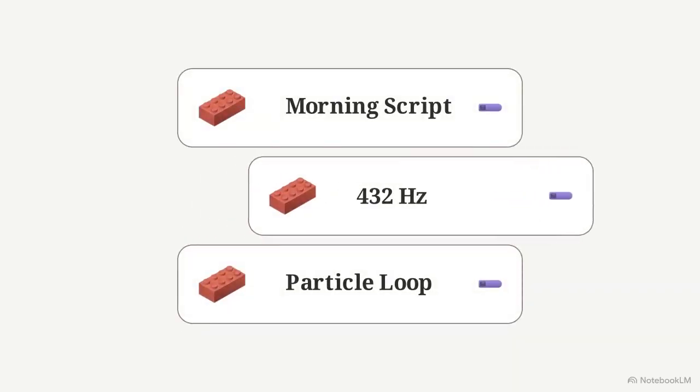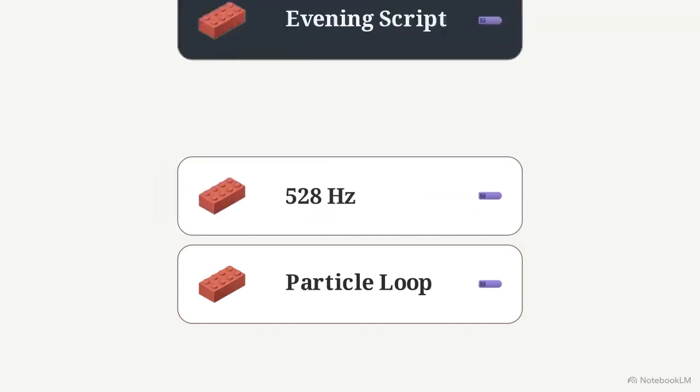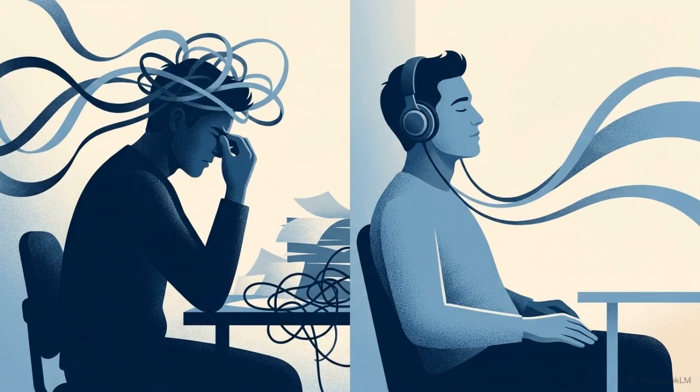Tomorrow, you can swap out the music for a 528 Hz track, or write a new script focused on an evening wind-down without changing a single technical step. By taking 60 minutes to learn this assembly process, you gain the ability to engineer customized mental clarity exactly when you need it.